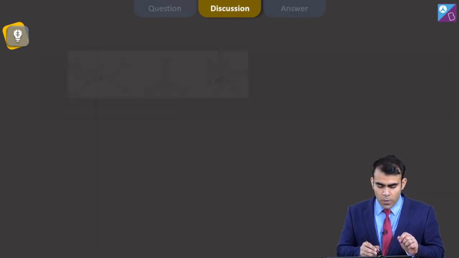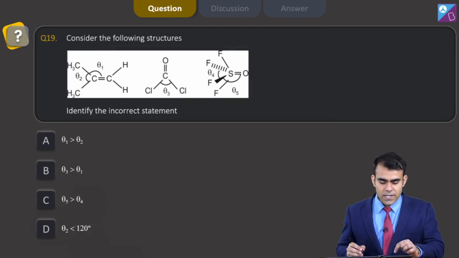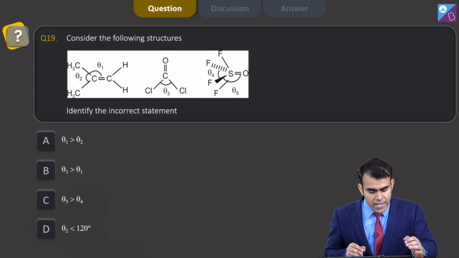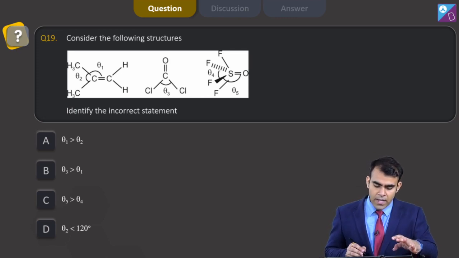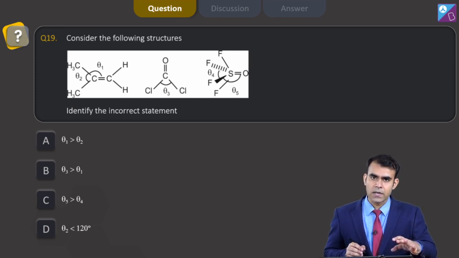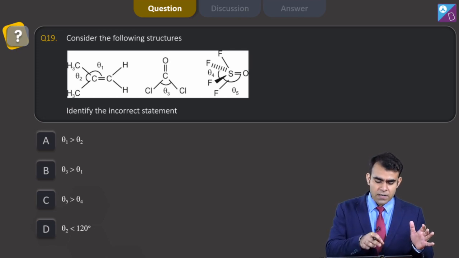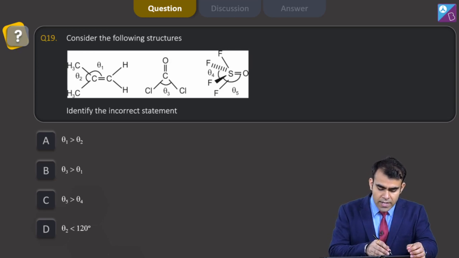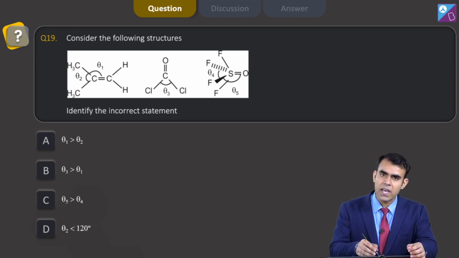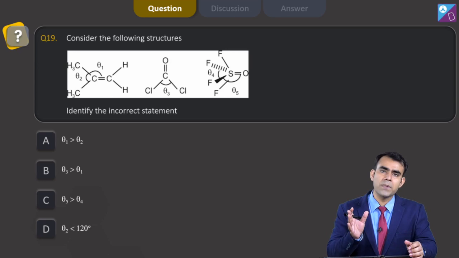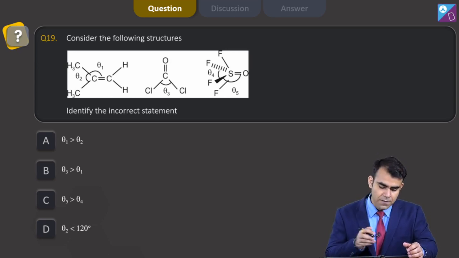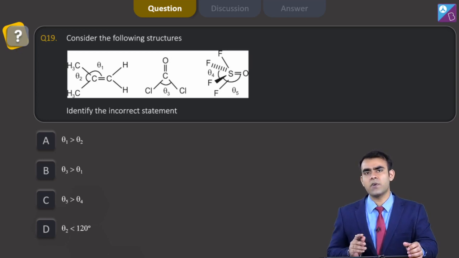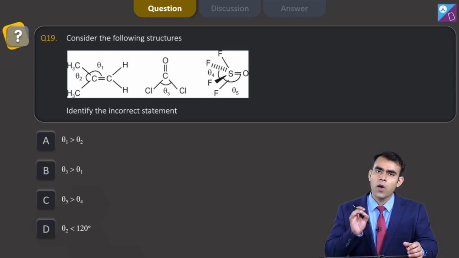Now let's look at the options. My first option says that theta 1 is greater than theta 2. Yes, this is a correct statement. Second statement is theta 3 is greater than theta 1. We will talk about this later because we do not know the relationship between these two. Third is theta 5 is greater than theta 4. Yes, we have seen that the double bond single bond repulsion is greater than single bond repulsion. So yes, third statement is correct. And theta 2 is lesser than 120. Yes, this statement is also correct.